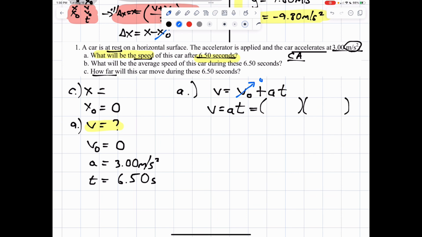Okay, so A, you can see, was 3. Now, normally I'm not going to write the units in the substitution, but I'm going to do it this once just to show you how the units cancel correctly. And then T was 6.5 seconds. You'll notice, ladies and gentlemen, this seconds cancels with one of these, leaving you with a unit of meters per second, which is the unit of velocity. So V, when we multiply those two, we'll get about 19.5 meters per second.